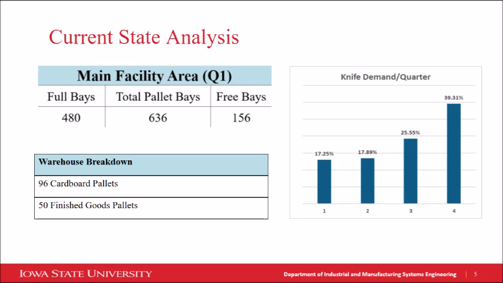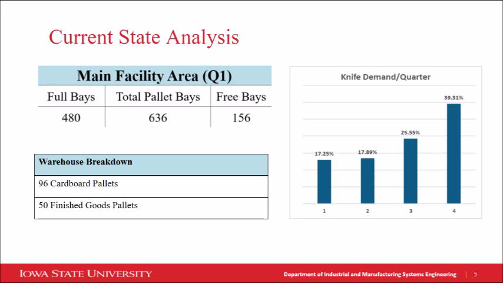To begin tackling this problem, we first took a visit back in Q1 and took account of the entire facility on how many bays were full. In our scenario, a bay is one pallet. So there were 480 pallets out of 636 total spaces, which led to 156 free bays within the RADA facility. We additionally did a breakdown of the warehouse inventory, and there were about 146 total pallets in the warehouse.